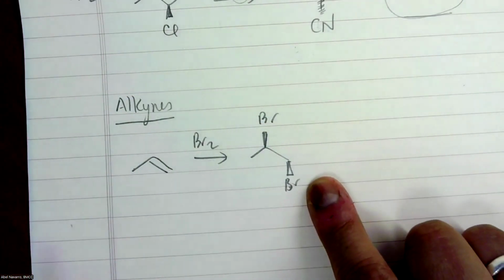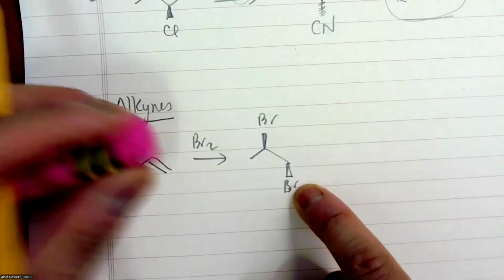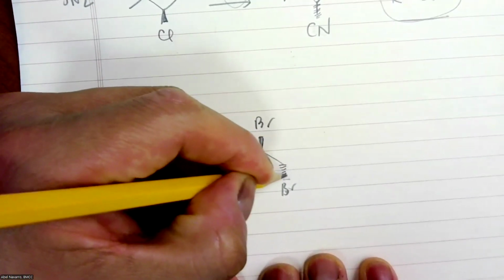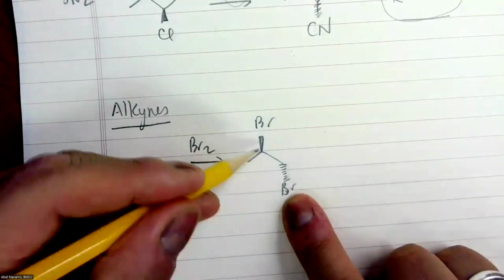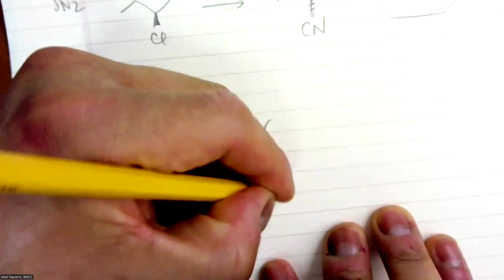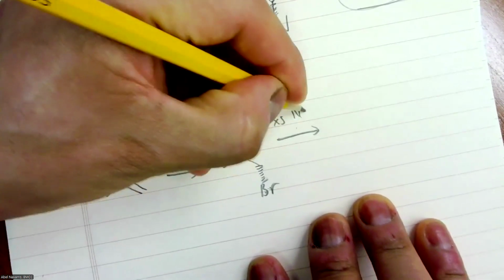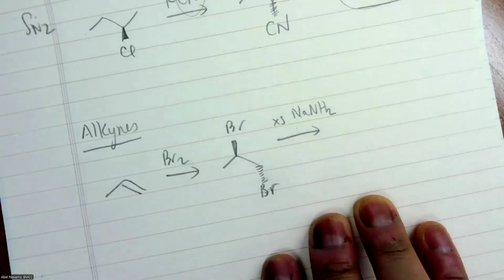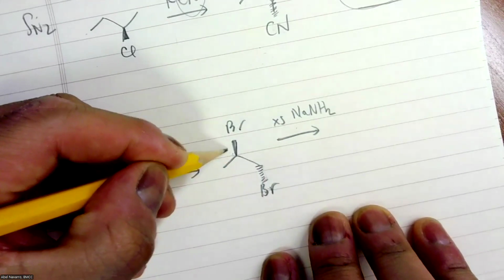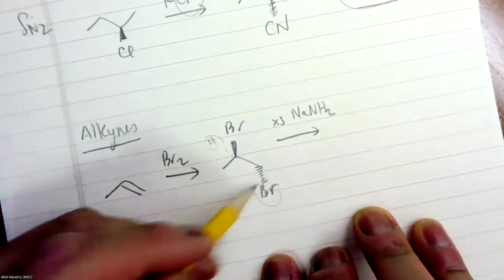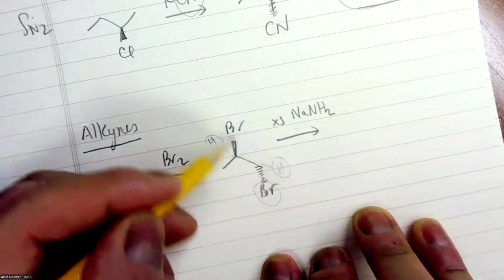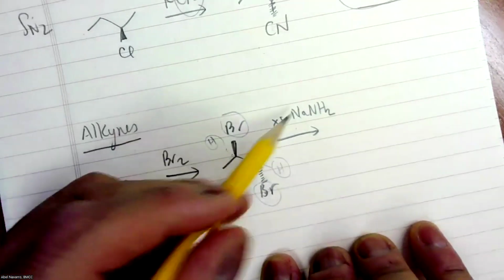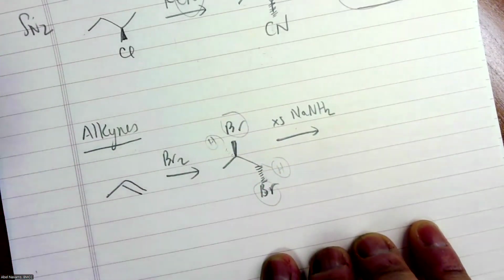Some people use a hollow wedge, but in my case, I normally use dashes and wedges. That emphasizes that it's trans, though just by looking at the molecule up and down, it already gives you the trans. And then you add excess sodium amide. What is this doing? This one is going to eliminate this hydrogen with this bromine, and then this hydrogen with this bromine. That's why you use double. We call it excess, but it's really two equivalents.